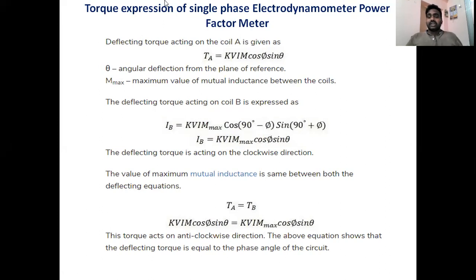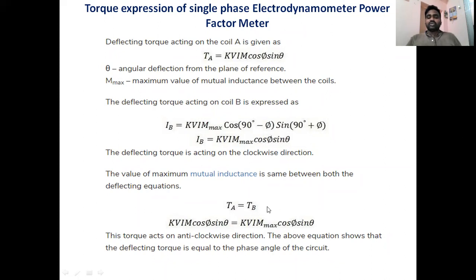And sin of 90 plus theta is opposite to sin theta. So T suffix B is equal to K into V into I into M max into cos phi into sin theta. That means the deflection torque produced by coil A is in the anti-clockwise direction, and the deflection torque produced by coil B is in the clockwise direction. The value of maximum mutual inductance is the same in both equations.